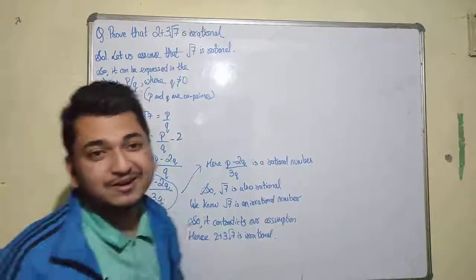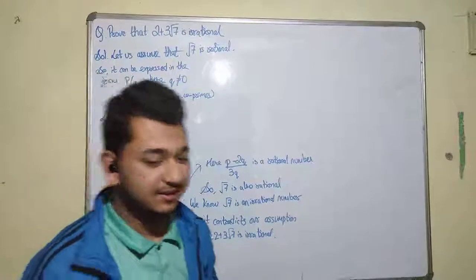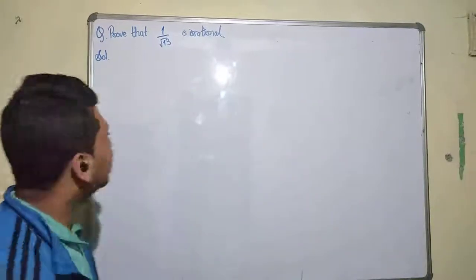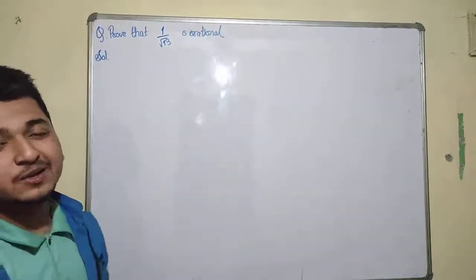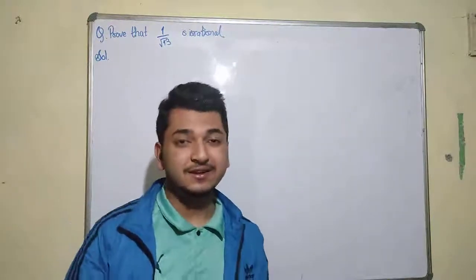So we'll move on to our next question. The same type of question we'll be dealing with. Now we have our next question. Prove that 1 by under root 13 is irrational.